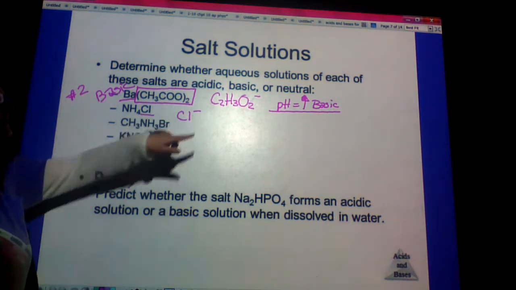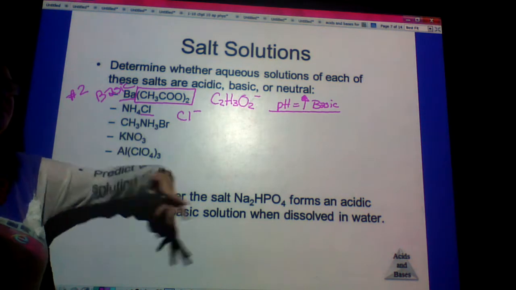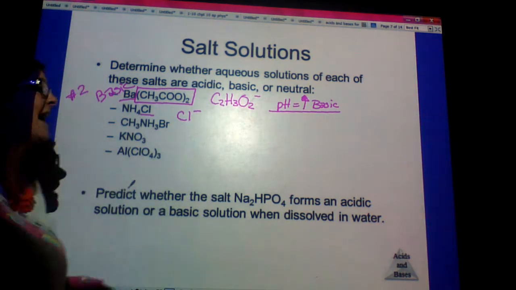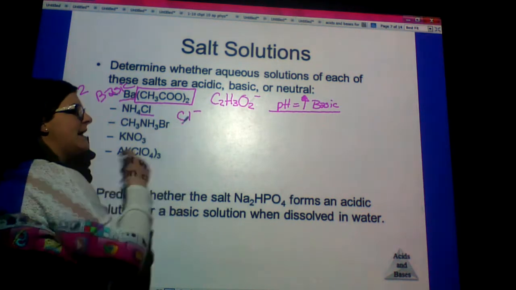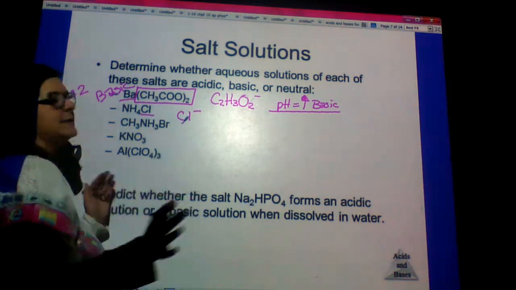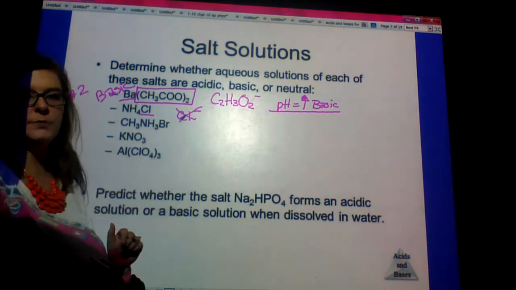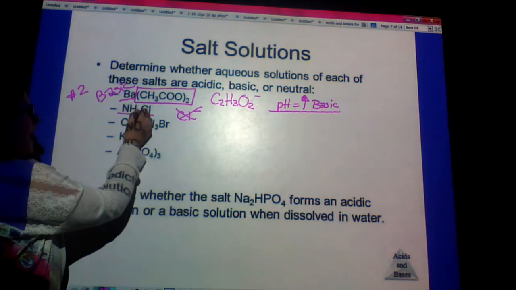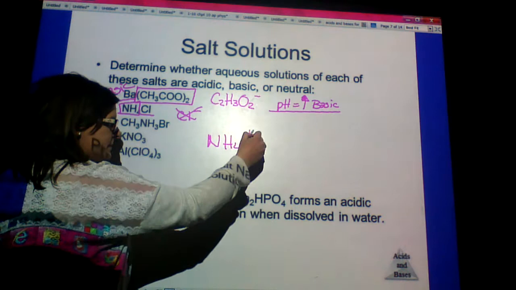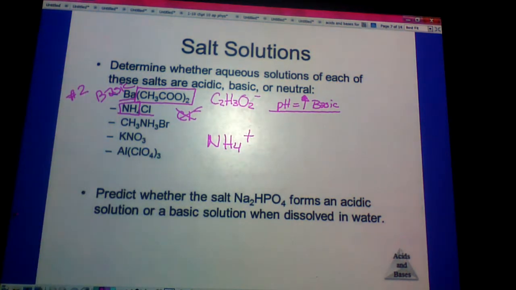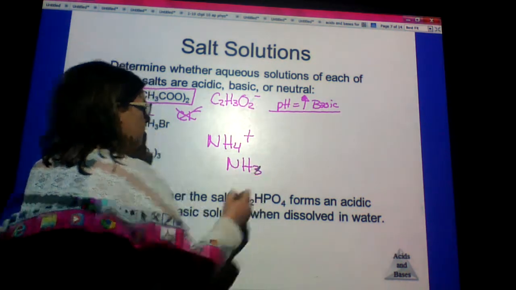So Cl minus: if I take the conjugate acid for this base, that would give me HCl, which is a strong acid. Because that's a strong acid, this base has negligible basicity, meaning it's not going to affect pH at all. So Cl is not going to do anything for us in terms of pH. NH4 plus, however, is the cation of a weak base, which was NH3.